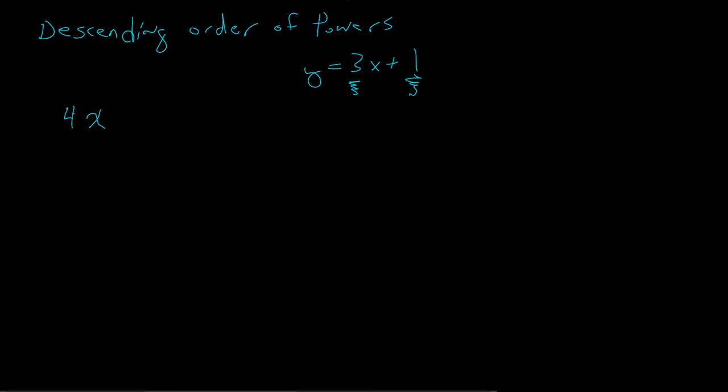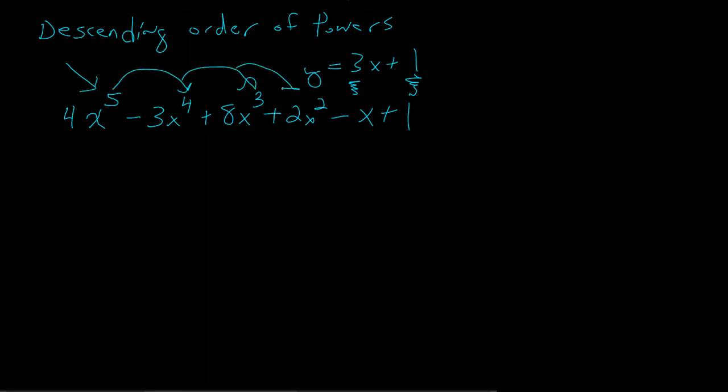So we'll say 4. I'm going to give an example here. 4x to the 5th minus 3x to the 4th plus 8x cubed plus 2x squared minus x plus 1. So the highest power goes first, and I go down in powers. All right, and we know that's to the 1, and a constant, we could think about x to the 0, because anything to the 0 power is 1.